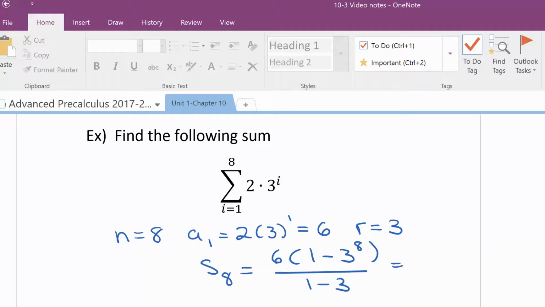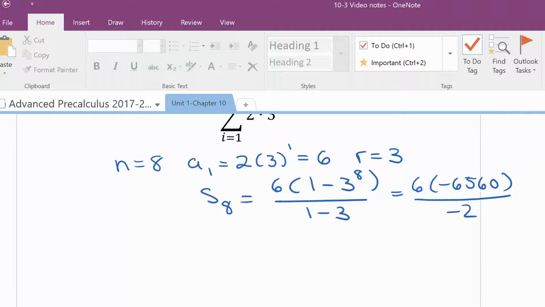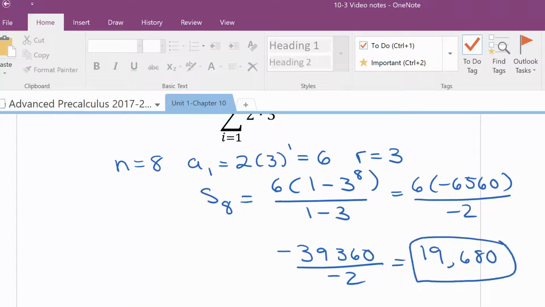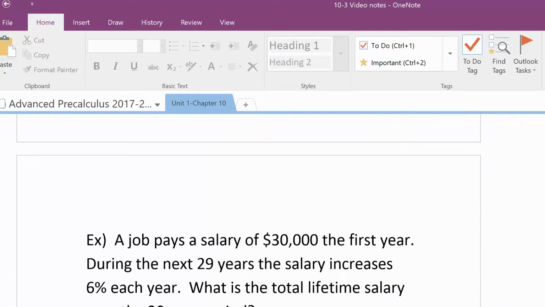is negative 6,560 over -2. Well, then you multiply it by 6, and you get negative 39,360 over -2. So when you divide by -2, you get 19,680. That would be the sum of the first 8 terms of that sequence.